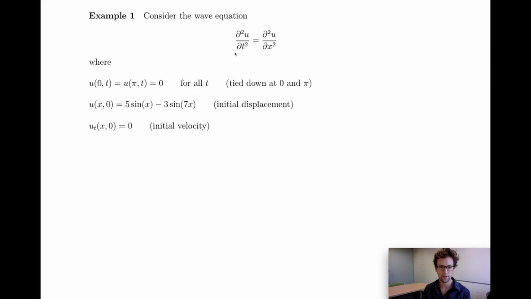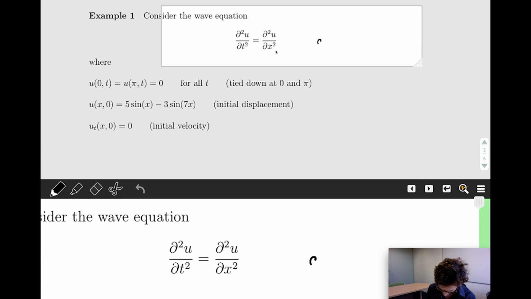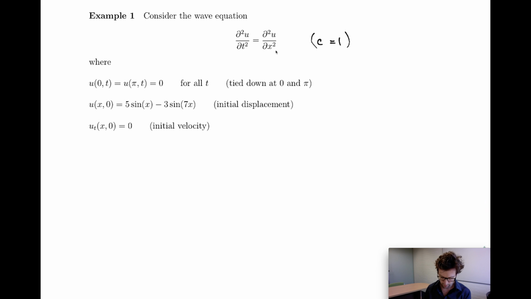And you see here I've got the wave equation. It looks like the wave equation that we saw in the last lecture, except in this case we're looking at a wave equation with c equal to 1. That is, the wave speed is equal to 1. And we have a couple of pieces of information to get us started. We're told that the value of u at x equal to 0 and x equal to pi is equal to 0 for all values of t, time.